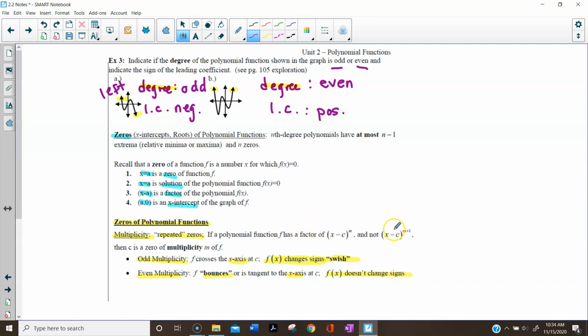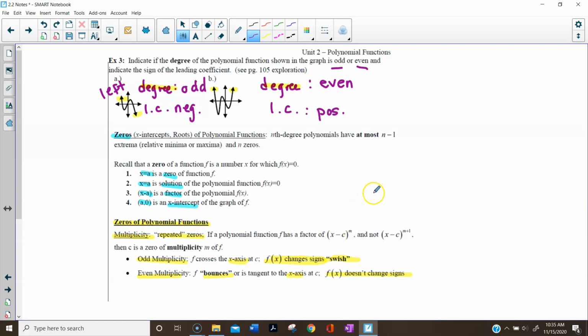Looking at zeros. So zeros, if you recall, if x equals a is a 0, that means when y is 0, we get a, then it is called a 0 of a function. It's called a solution of the polynomial function. If I write the 0 as x minus a, it's a factor of the polynomial function. And if I write it as an ordered pair, a comma 0, it's an x-intercept of the graph of f.